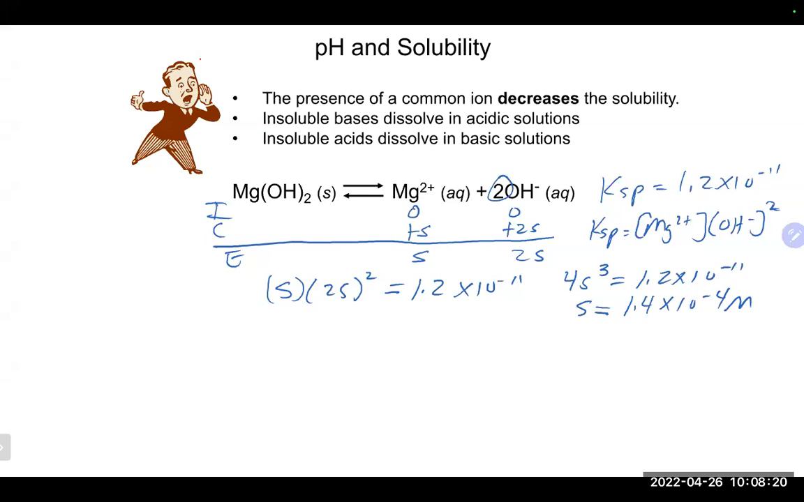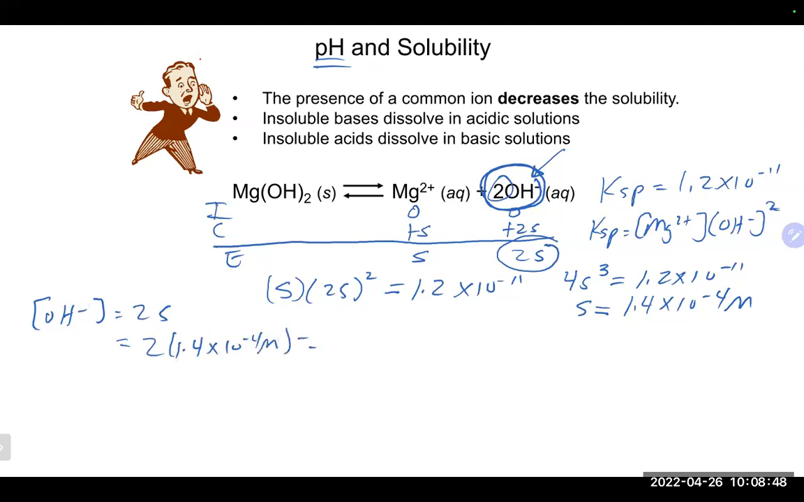Now, how is this important for pH? What here would be important for pH? It would be the hydroxide concentration, right? So by doing our ice table here and our Ksp problem, we could actually calculate the hydroxide concentration. The hydroxide concentration here from our table would be 2 times S, which would be 2 times 1.4 times 10 to the minus 4 molar. And that gets us 2.8 times 10 to the minus 4 molar.